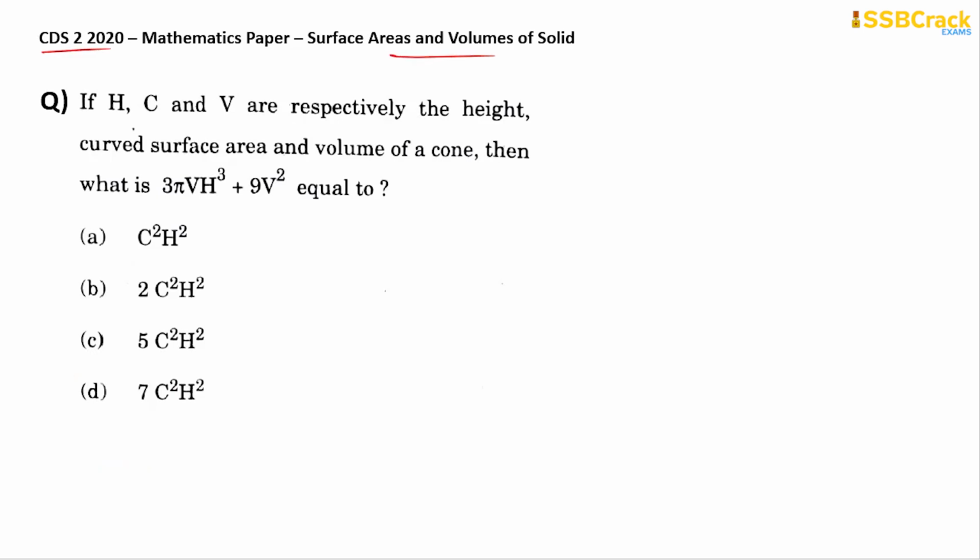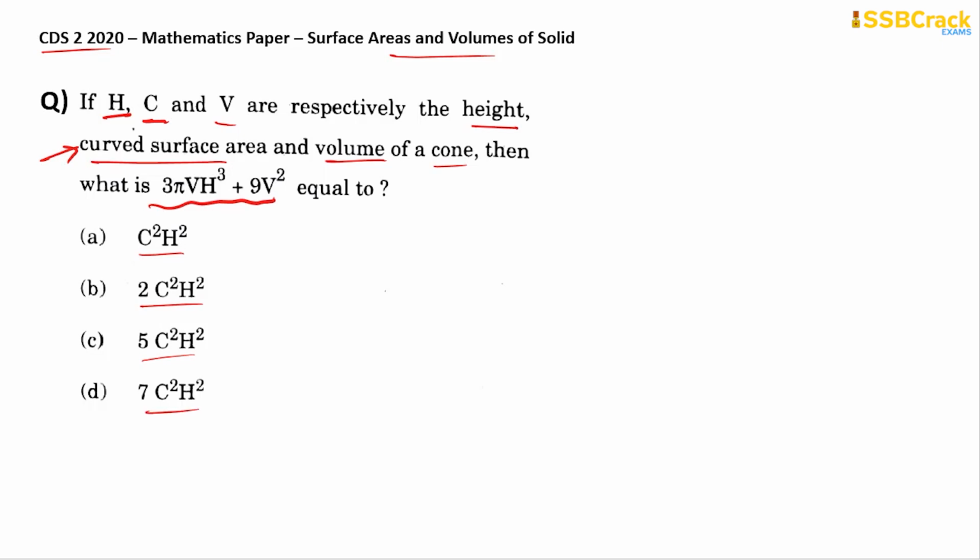Alright, coming to the next question, and this was one of the interesting questions on this topic, part in series 2 2020. Understand the notations here: capital H, capital C and capital V stand for height, curved surface area and volume of a cone. Then what is the value of this expression? Simple, you just substitute the required formulas and simplify to one of the forms provided in the options. Very simple question this was.